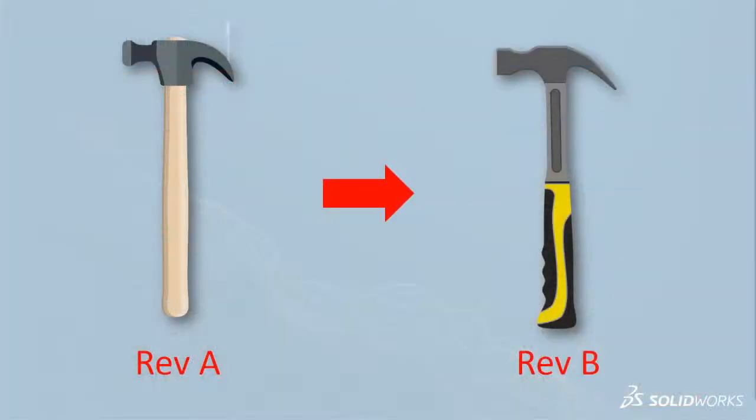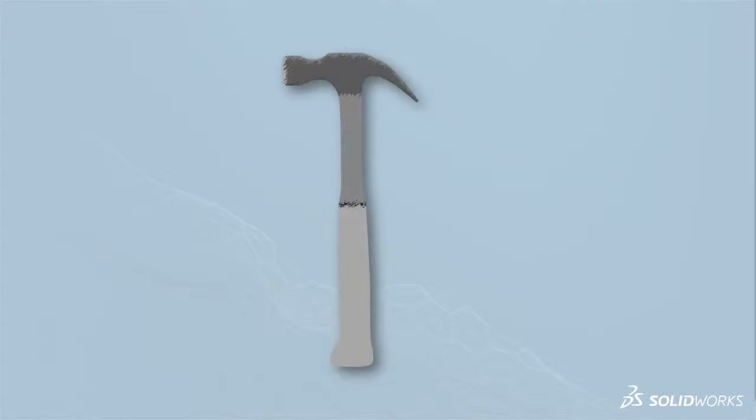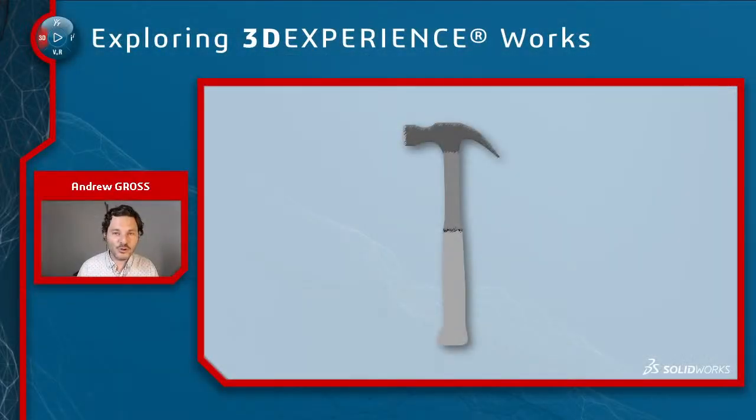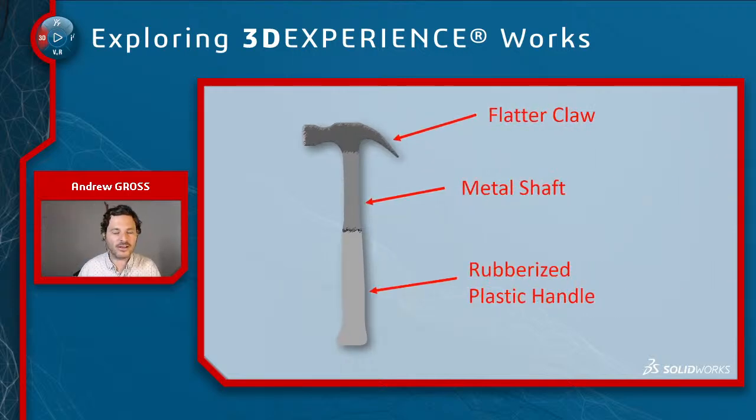So let's talk about the process. Let's go back in time a little bit beforehand, and let's talk about the process of how we got from Rev A to Rev B here. If you remember, our product manager brought us this little sketch and was like, guys, this is the future of hammers. It's not just a wooden handle anymore. Let's flatten the claw out so it's more like a crowbar. Let's use metal for the shaft instead of wood. Everyone seems to be using this rubberized plastic material on everything.